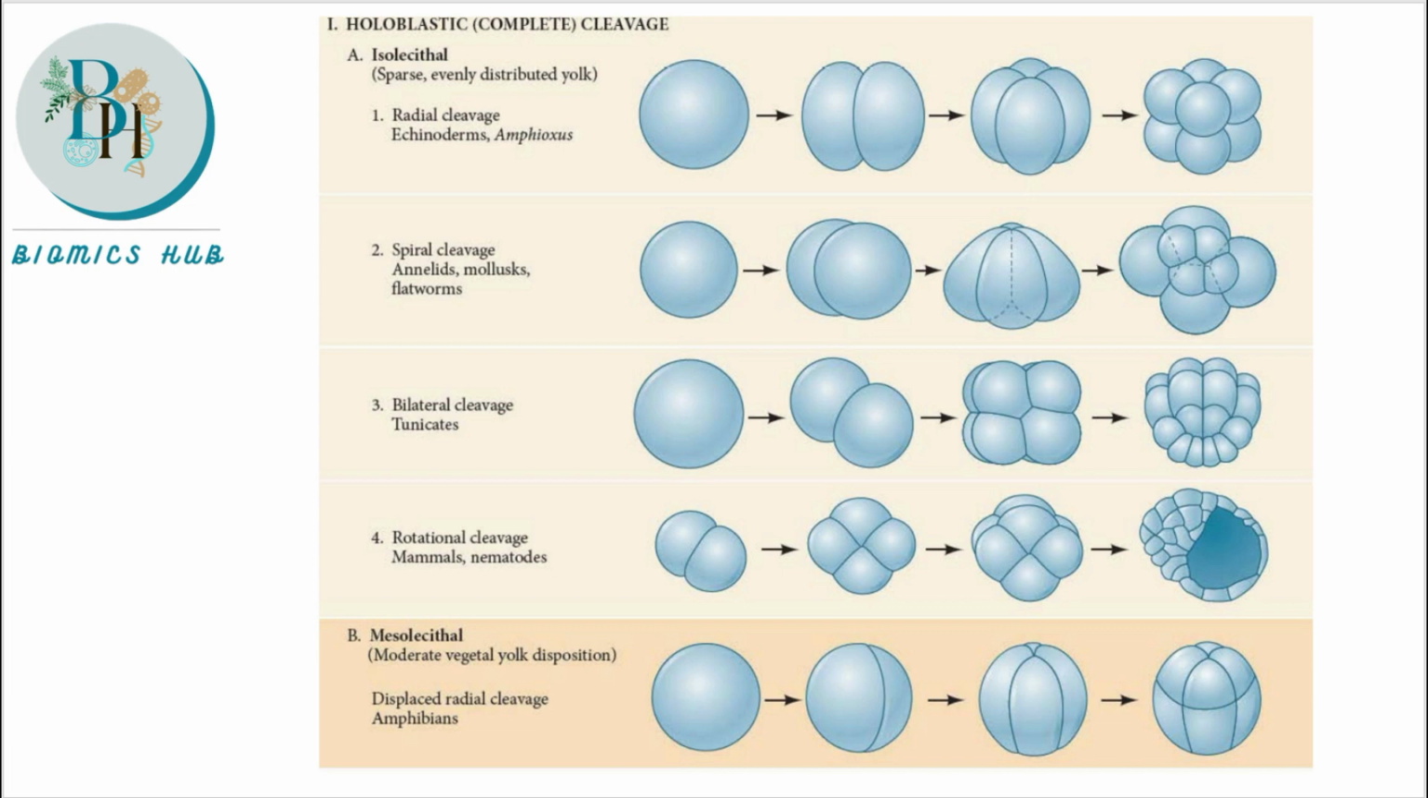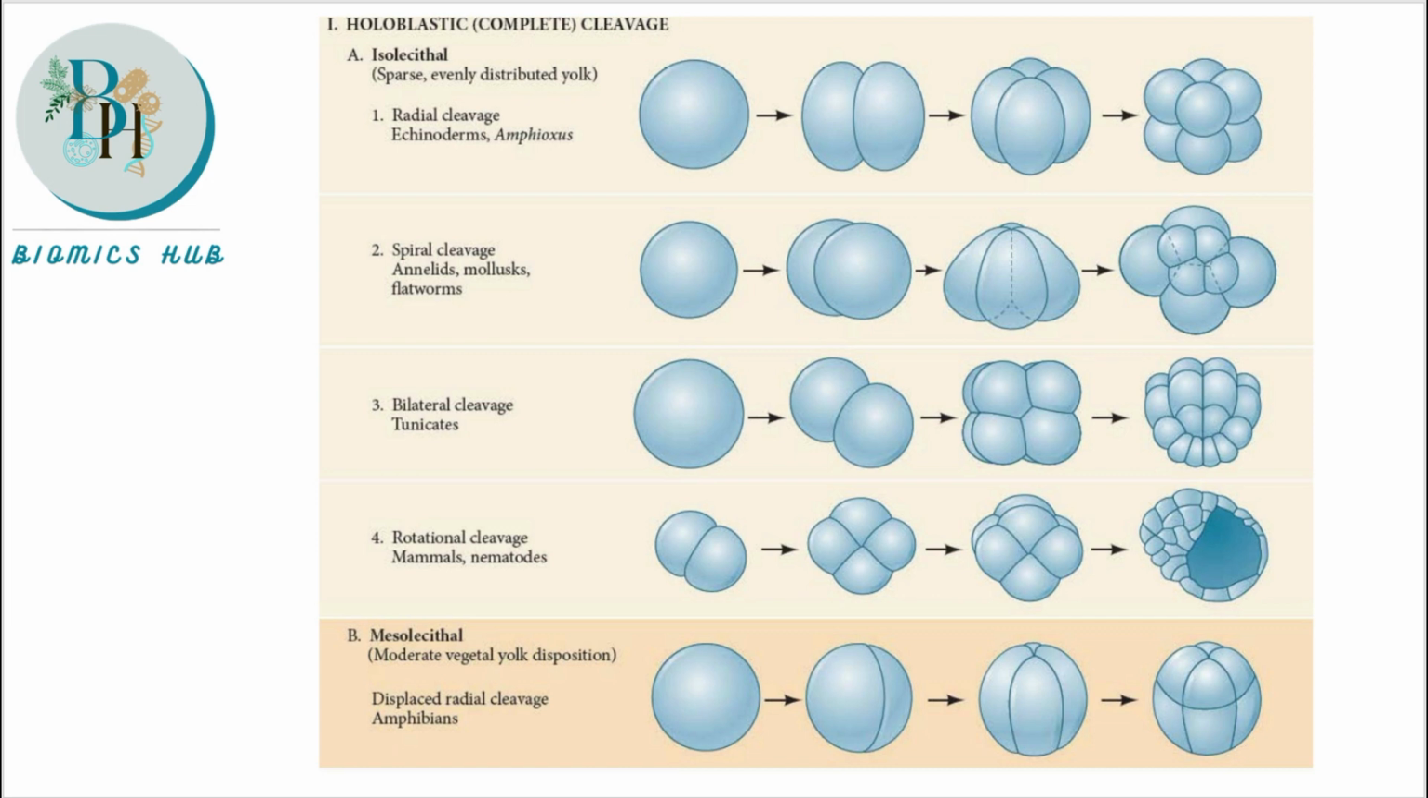We have to keep in mind the examples of these types of cleavage. Under the radial cleavage come the echinoderms and amphioxus. Under the spiral cleavage come the annelids, molluscs, and flatworms. Next is the bilateral cleavage. The example of bilateral cleavage is tunicates. Next is the rotational cleavage. Examples of rotational cleavage are mammals and nematodes.